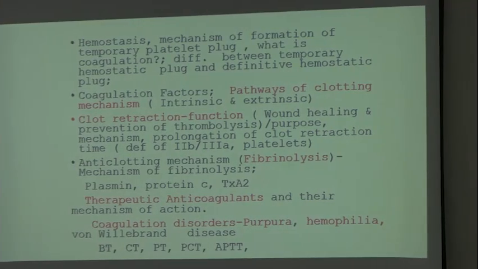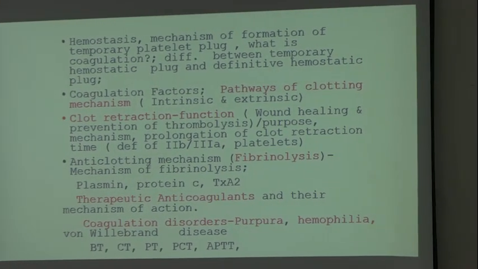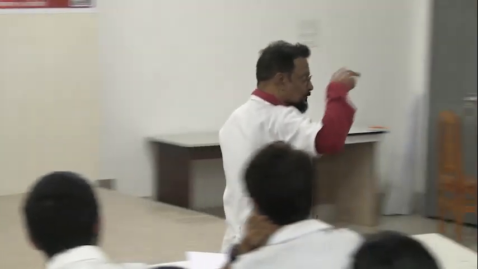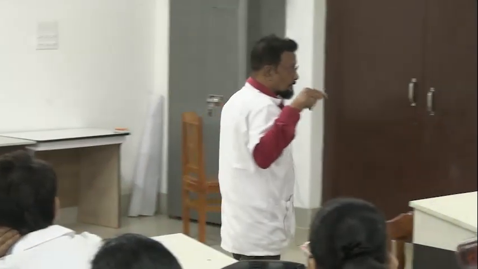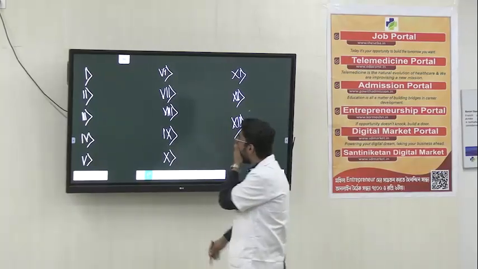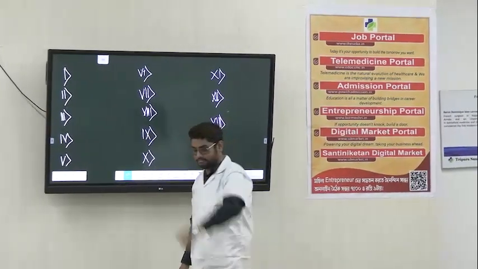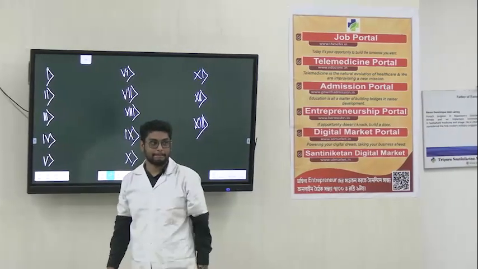Coagulation factors. How many factors are there? 13. You write in your copy: 1, 2, 3, Roman 1, 2, 3, 4, 5, 6, 7, 8, 9, 10, 11, 12. Some words. You have to write sequentially the initial letter of that word.